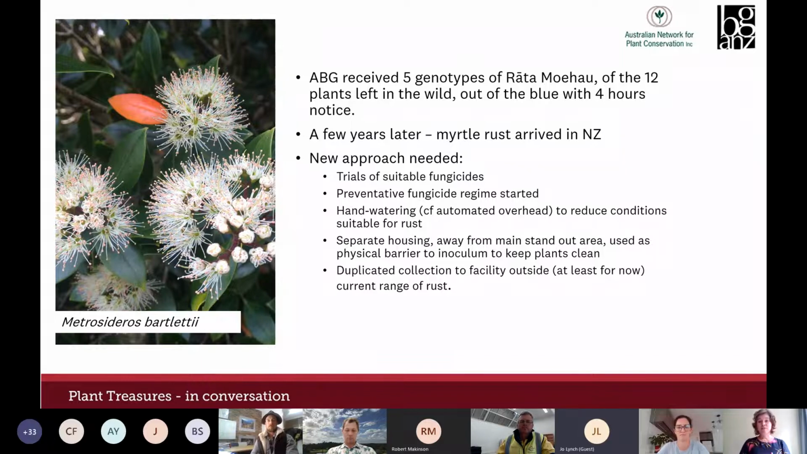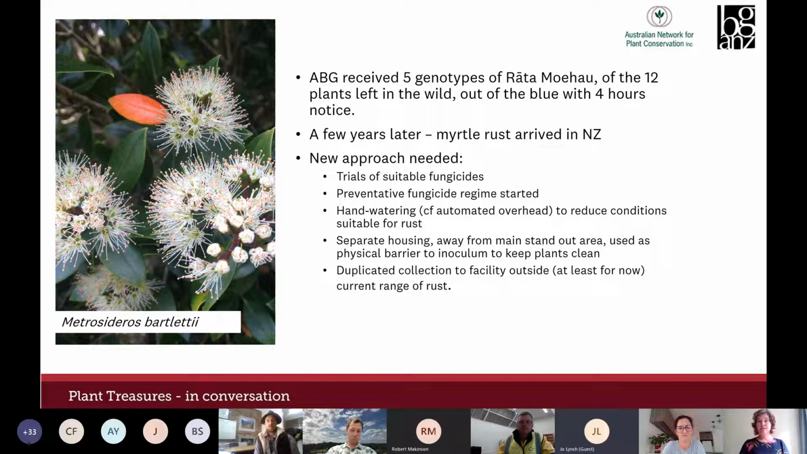So first of all, we had to trial some suitable fungicides. This plant had never been sprayed with a commercial fungicide before. The first couple of trials ended up defoliating it. So that also shows the benefit of being able to do this stuff in an ex situ facility. We did end up finding fungicides that didn't defoliate the plant. Then we had to start this preventative fungicide regime.